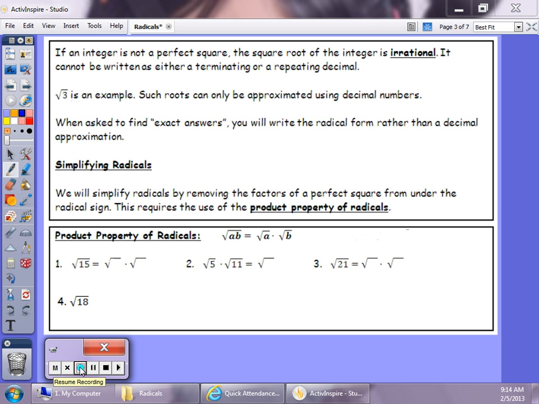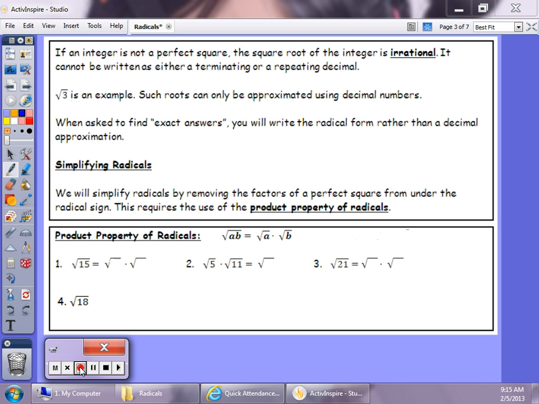If an integer is not a perfect square, the square root of the integer is irrational. It cannot be written as either a terminating or a repeating decimal. Root 3 is an example. Such square roots can only be approximated using decimal numbers. So when asked to find the exact answers, you will write the radical form rather than the decimal approximation.